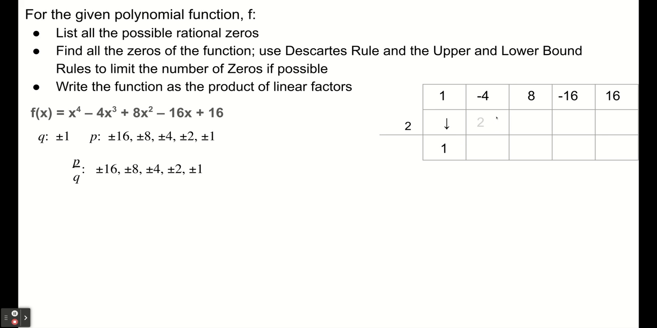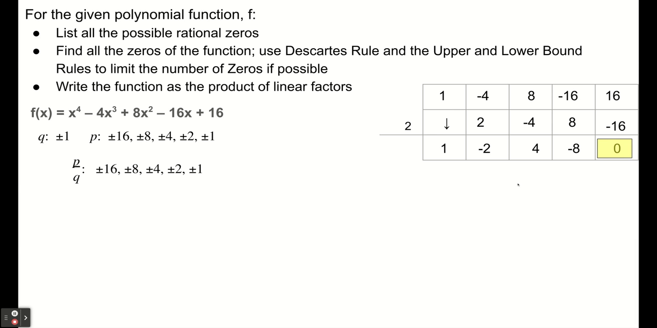We bring this one straight down, and 1 times 2 is 2, and then we add. Of course, we multiply -2 times 2, and we add. Multiply 4 times 2 to get 8. When we add, we get -8. And look what happens here. We do get a remainder of 0. Okay, so that's a big deal.